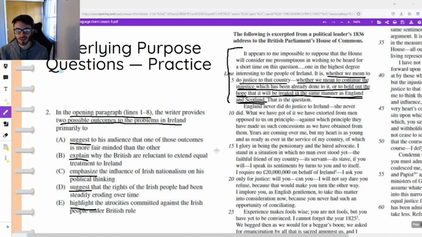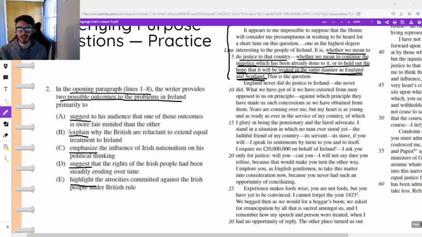Now, if we take a look at the answer choices here, again, verb scanning: suggest, explain, emphasize, suggest, highlight. In this case, these verbs are all way too similar, right? They all mean very similar things, so I don't think we can eliminate any right away, which is fine. So we have to read the entire answer choices for all of these.